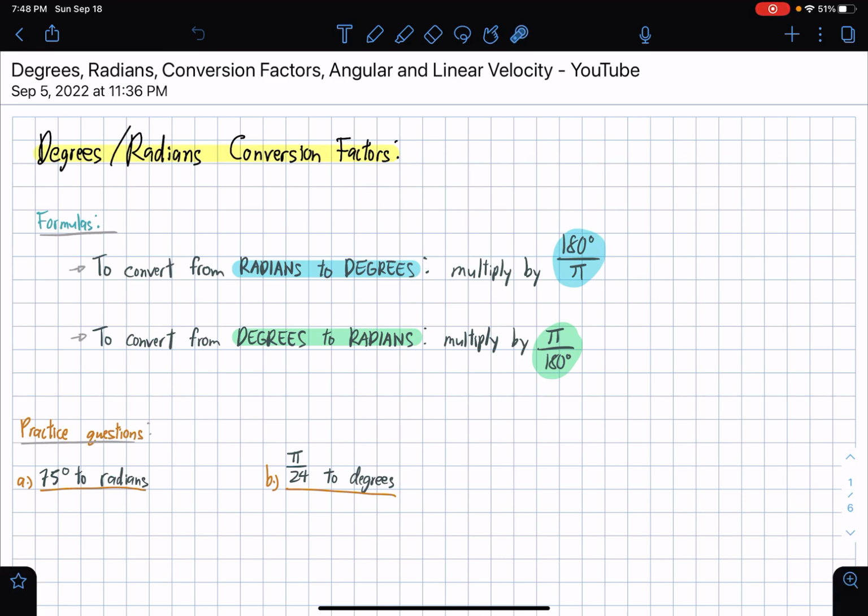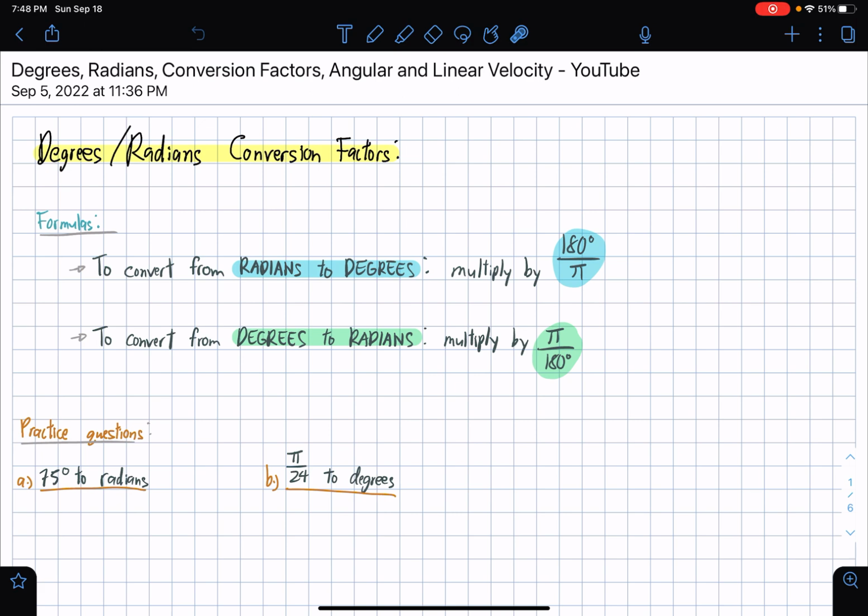In this video, we will be talking about degrees, radians, conversion factors, and angular and linear velocity. The conversion factors will be involved with radians and degrees, as well as your word problems involving angular and linear velocity. It's not all the time that, given specific units, that's going to be the same unit for the final answer. Some problems will require you to convert the current units you have into a different set of units.